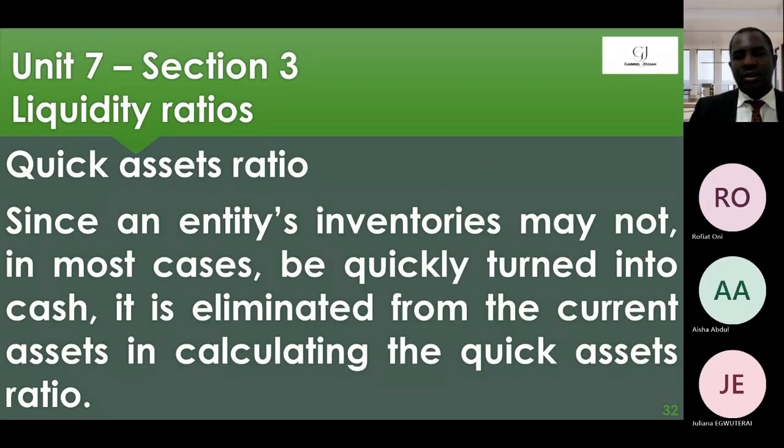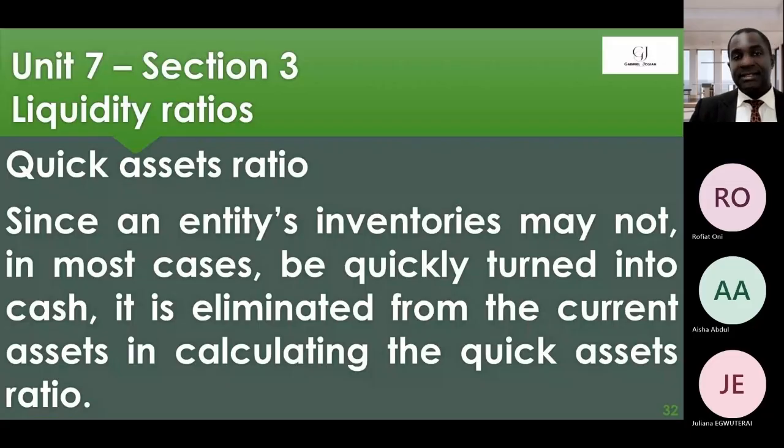Since an entity's inventory may not in most cases be quickly turned to cash, I give you a scenario. Maybe the company sells shoes, and the turnaround time for shoes to go to the market and be sold off, especially if you don't have a distribution chain that sells to distributors, may take longer. So in such cases, you may need to exclude inventory from your current assets because the money may not come back quickly.